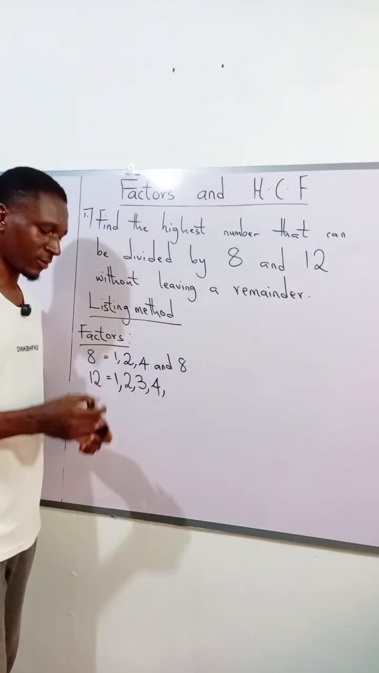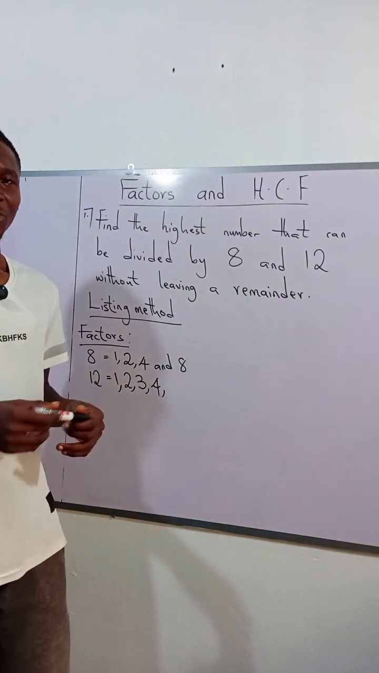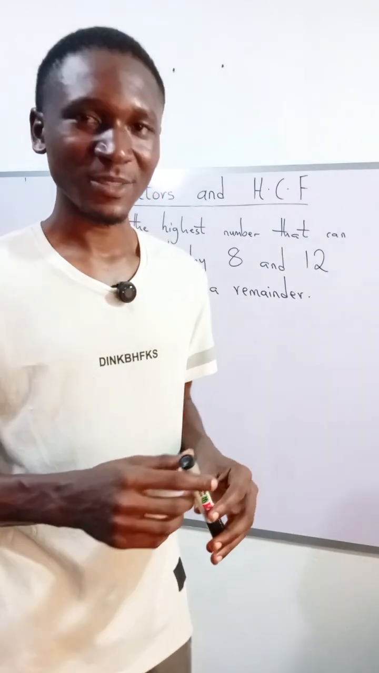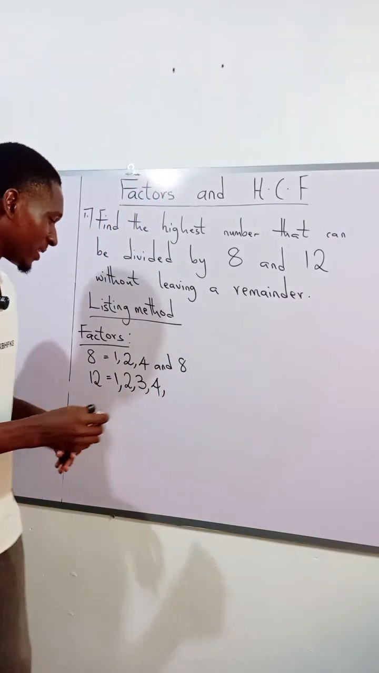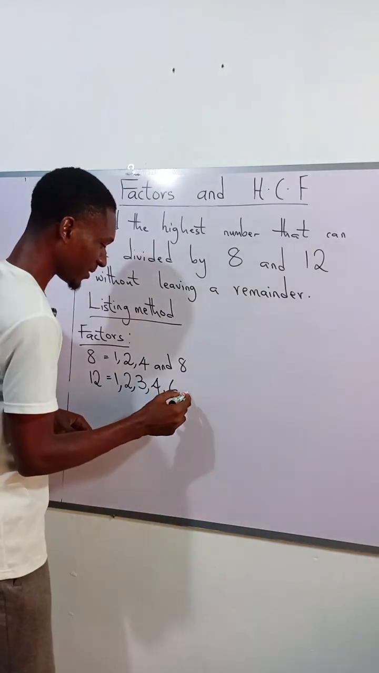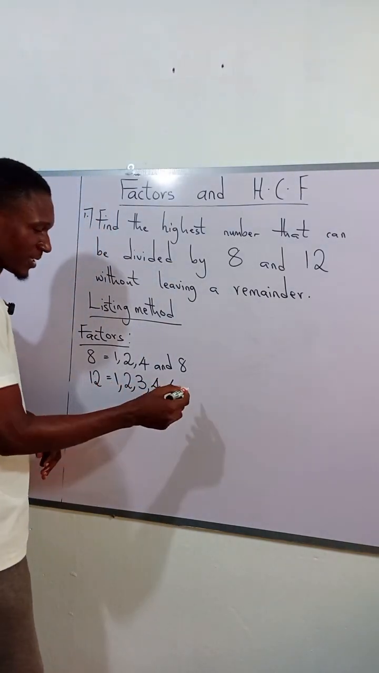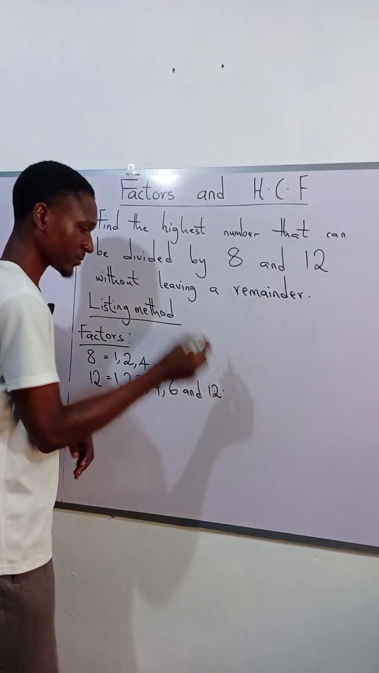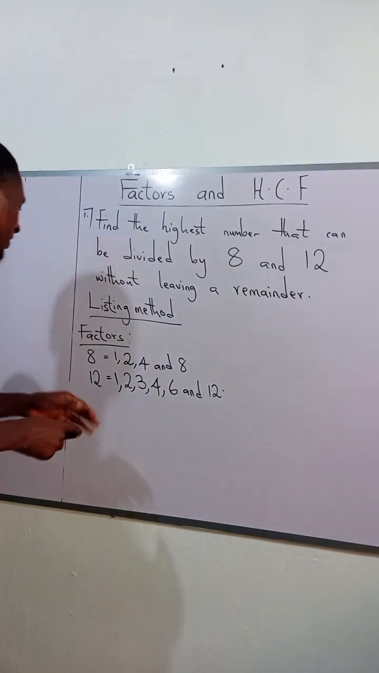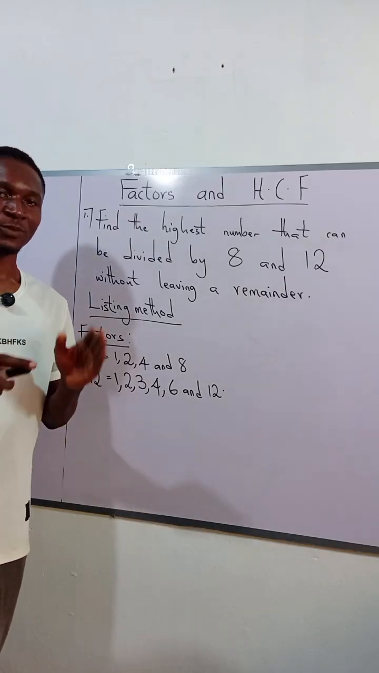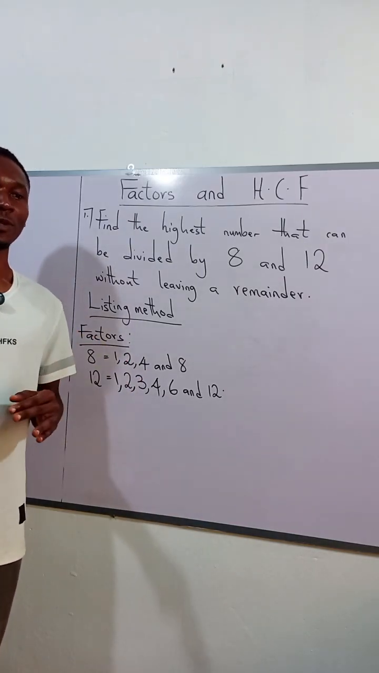12 divided by 5 is not possible. Is it? It's not possible. 12 divided by 6 is possible without a remainder, and we have gotten to half of the number. So the last one is 12. So we have written down the factors of 8 and 12, just like the way we write down the multiples of numbers before the common multiples.